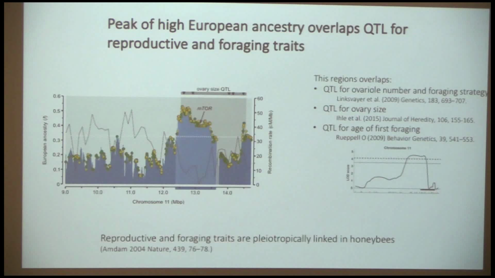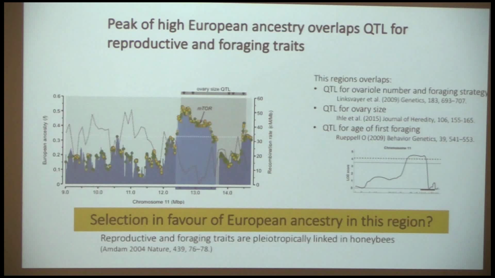So both reproductive behavior and foraging behavior are likely to be under selection. And so a hypothesis is that there's been selection particularly in favor of European ancestry in this region, although we can't really say exactly what phenotype it presents. But it does seem that we have this excess of European ancestry in the region and that it's likely to correlate with some phenotype. And I think this is possibly an example of something I would call admixture-mediated adaptation.